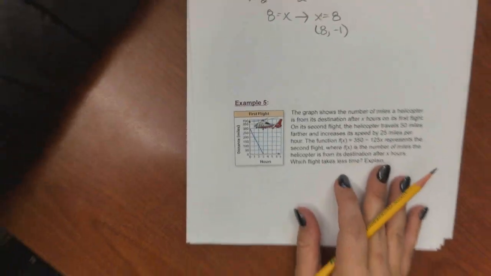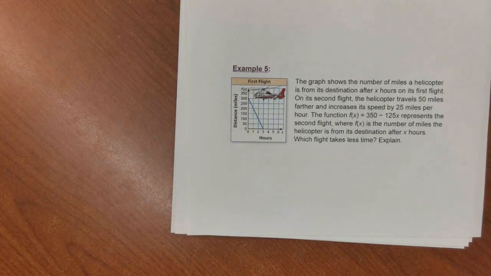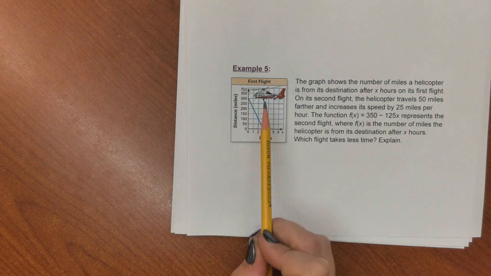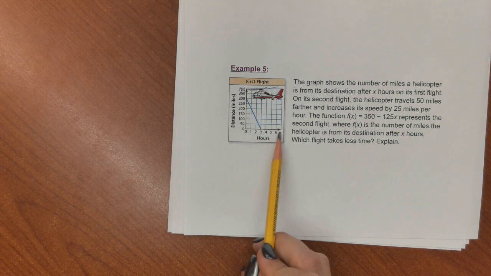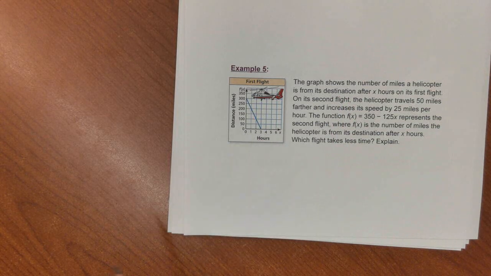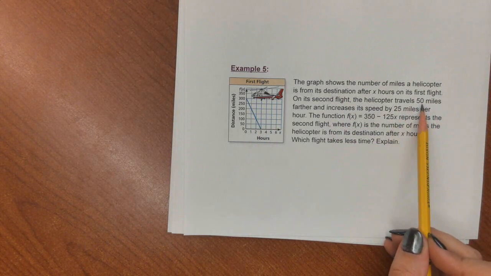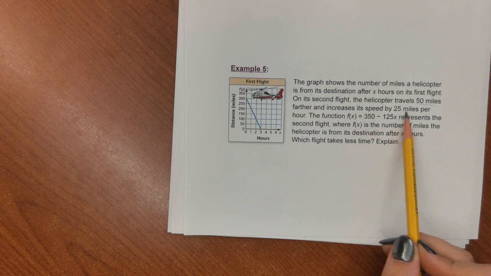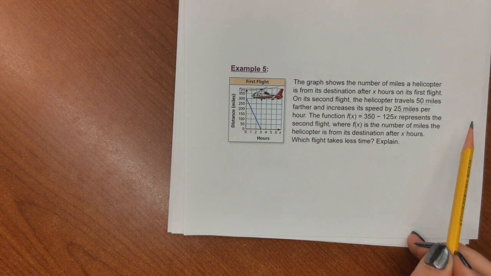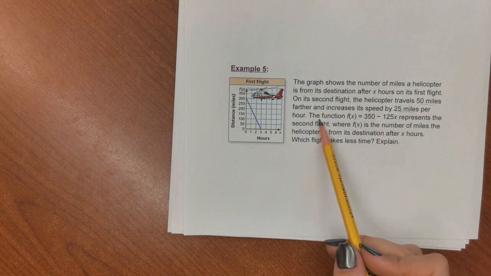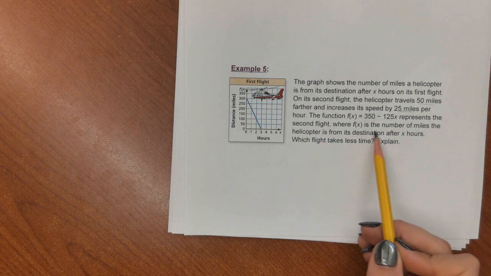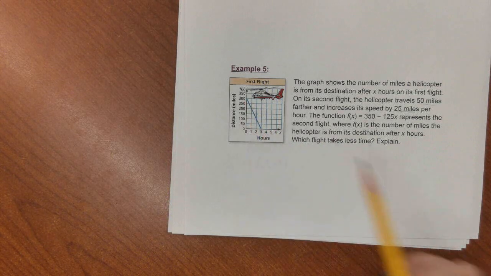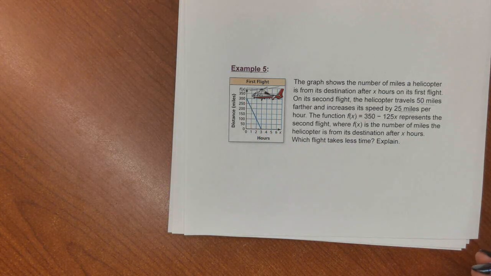Alrighty, last one. So we got a story problem here. This graph shows the number of miles a helicopter is from its destination after x hours on its first flight. On the second flight, it goes further, but increases its speed. So even though it's going further, it's also going faster to counteract that. And this equation represents the second flight. Still, f of x is the number of miles from its destination, so that's why we see it going down on this graph. And x hours is the time elapsed on the flight.